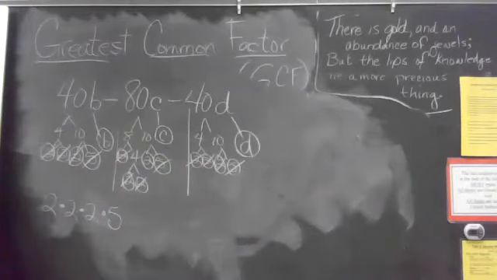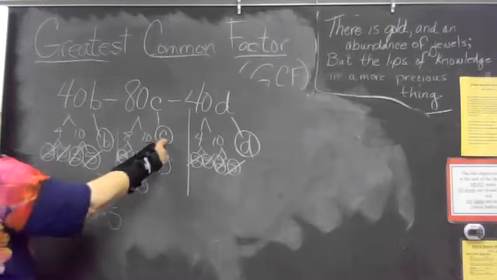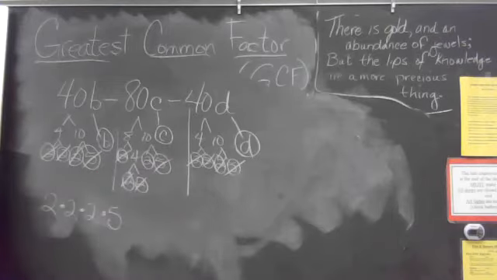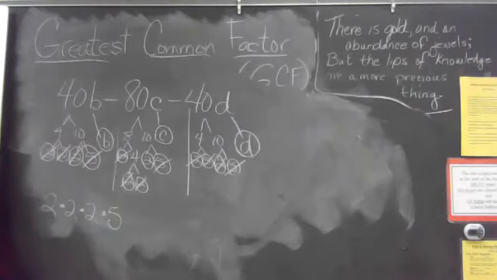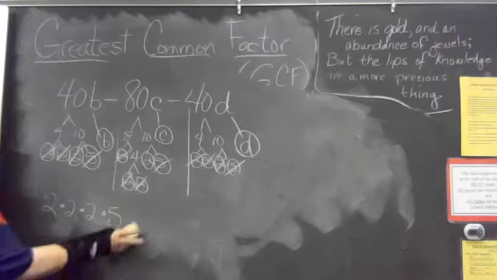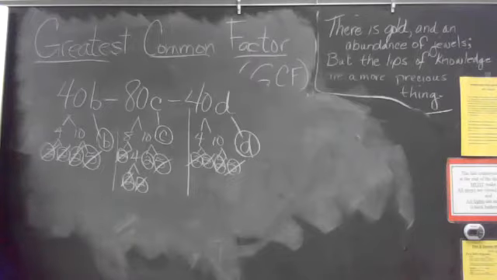Let's look at the letters. Do I have anything that matches? B, C, D. I can't use any variables this time. So I have 4 times 2 is 8 times 5. So my greatest common factor is 40.